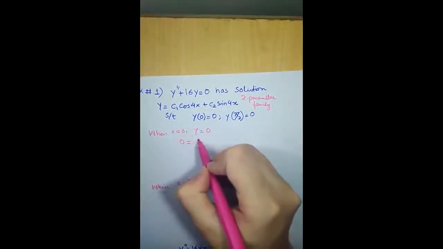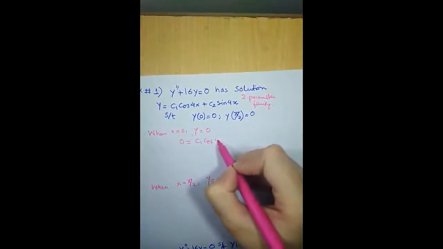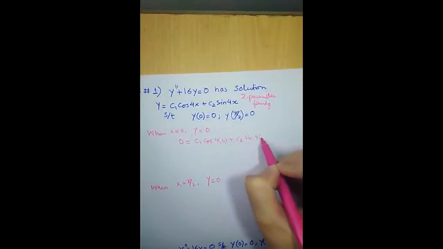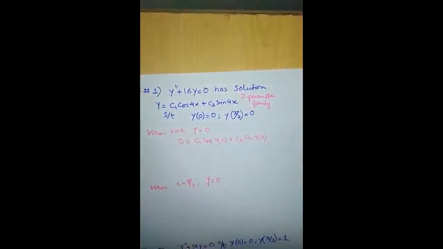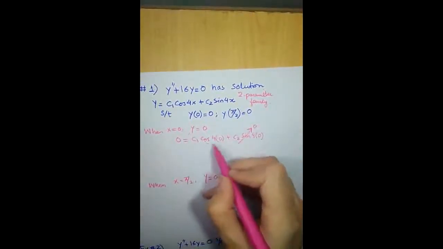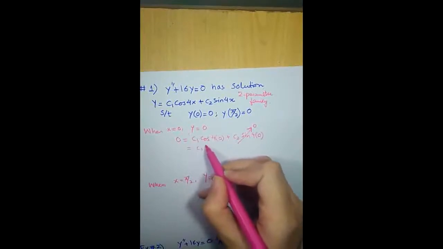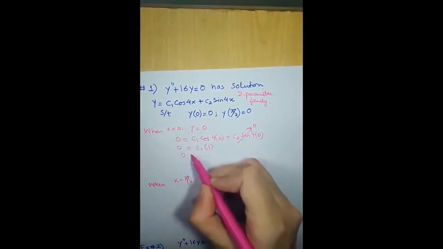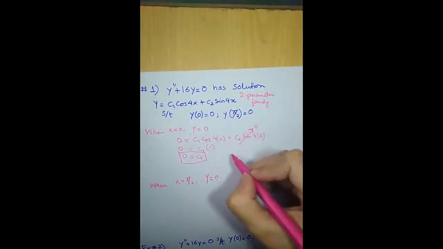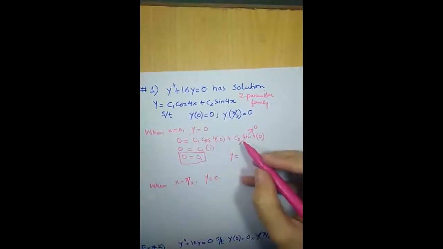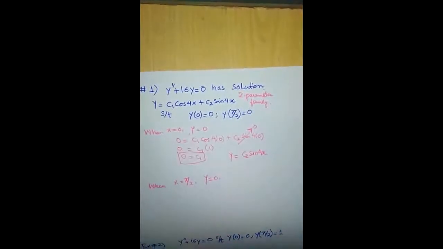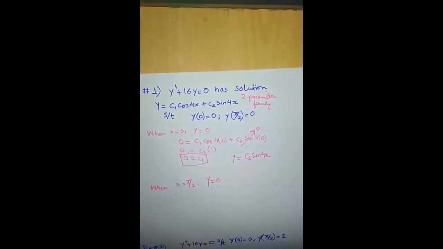Y is 0, C1 cos of 4 into 0 plus C2 sine of 4 into 0. Okay, sine of 0 is equal to 0, so that means that this whole factor becomes 0, and cos of 0 is 1, so C1 into 1 equals 0. So C1 has value 0. It means that now your solution is reduced to C2 sine 4x. Now your solution is reduced to a one parameter family.